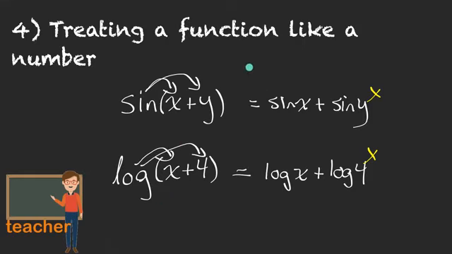Sine of x plus y, it's actually fairly complicated. There's an identity for that. If you wanted to rewrite sine of the angle x plus y, it's equal to sine x cos y plus cos x sine y. And log of x plus 4, there's nothing we could do to simplify that. You can't expand a log into its own argument. So don't try and do that.